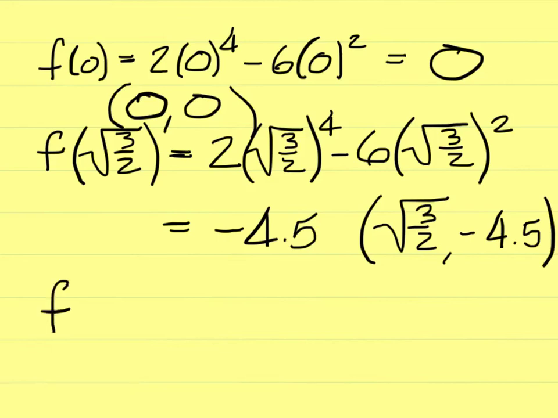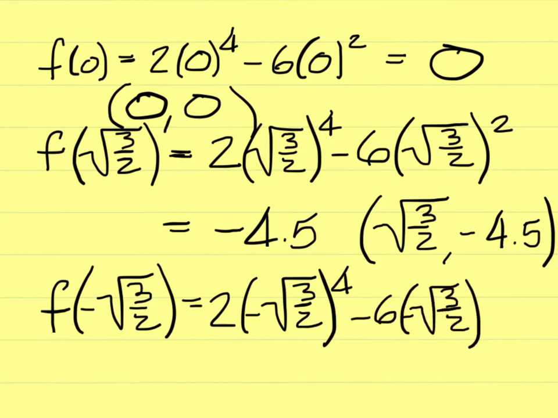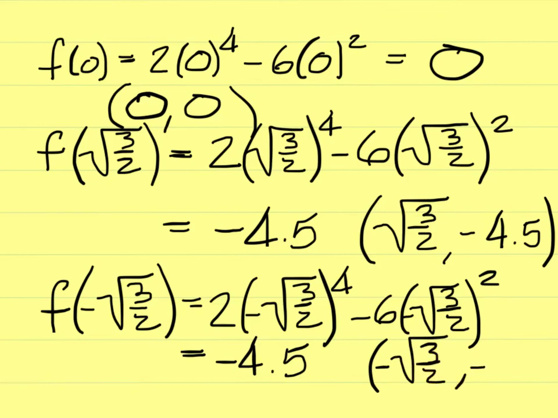Now the last one to check is going to be the negative square root of 3/2. So that would be 2 times the quantity negative square root of 3/2, and that's to the 4th power, minus 6 times the negative square root of 3 over 2, and that quantity is to the 2nd power. And we come back with, again, a negative 4.5. That means your next critical value is negative square root of 3/2, and then negative 4.5.